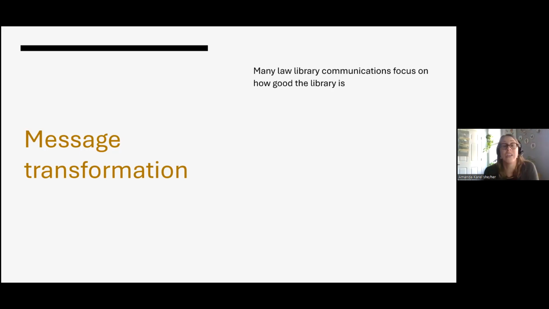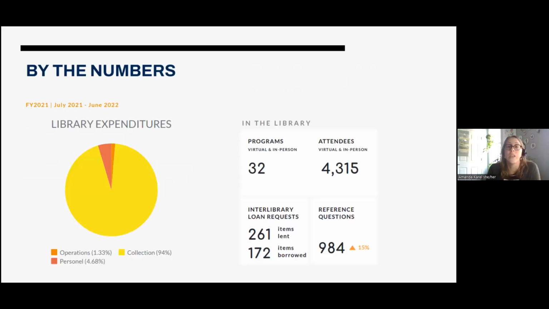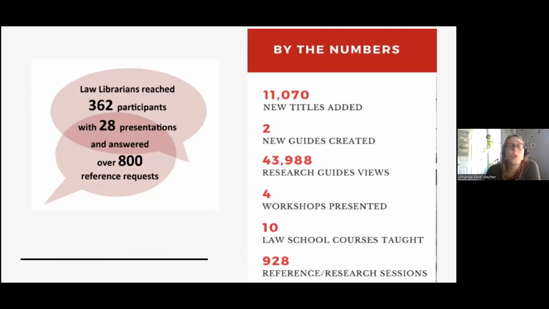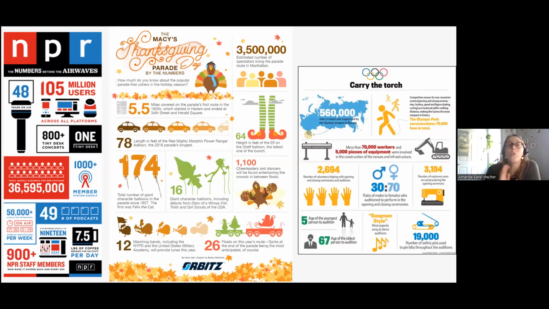Please know I'm not trying to call any library out. None of these are by any means unique. There were all sorts of these by the numbers sections that look at library inputs and outputs, and they came in many forms and on many different topics. And of course, this numbers approach is not limited to law libraries by any means. Here's just 3 real quick infographics that I found. One from NPR, one from Orbitz, and one about the Olympics.